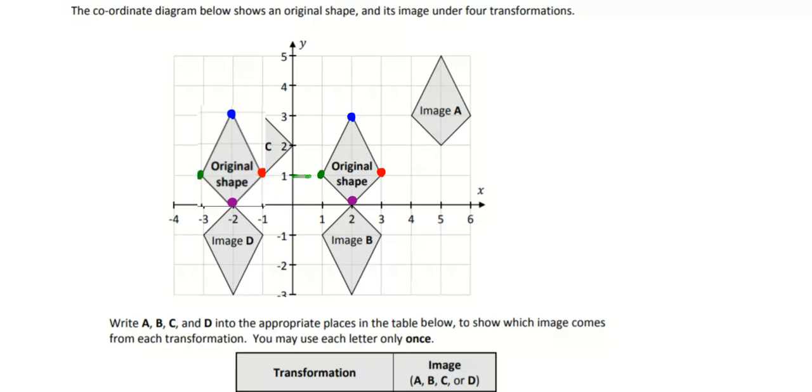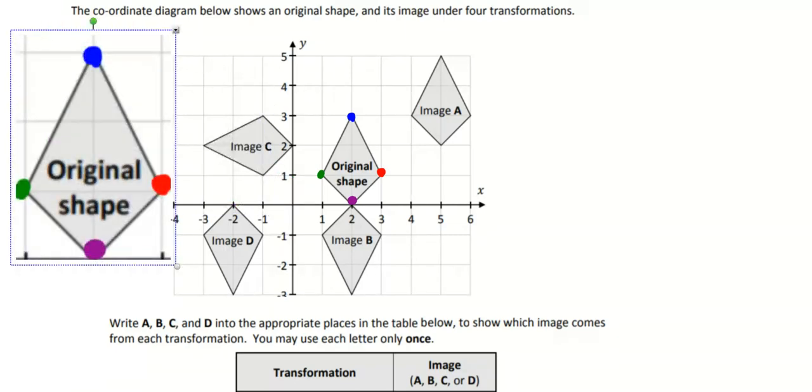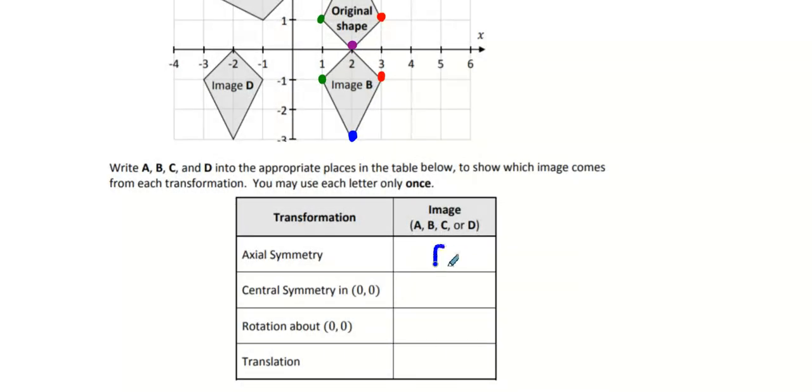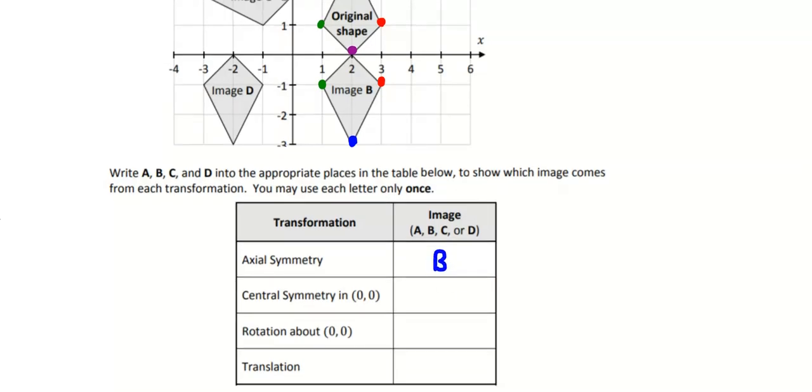So that would be axial symmetry in the y-axis. However, axial symmetry in the x-axis is completely different, and we can see it down here. This red block here is 1 away, and that means it would be down here as well. This green one is 1 away, which means it'd be down here. And finally, the blue is 3 away from the x-axis, which means it'll be 3 here. So image B is definitely axial symmetry in the y-axis. That's image B.